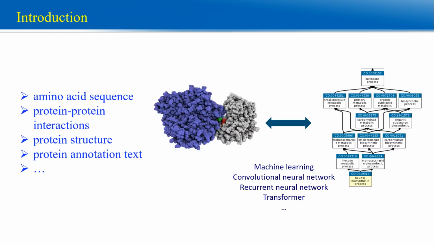So, in order to deal with these problems and make prediction more efficient, it is a good idea to use different sources of information about proteins to achieve high-performing prediction, such as amino acid sequence, protein-protein interaction networks, protein three-dimensional structure, and protein annotation text. Later, machine learning methods like logistic regression, convolutional neural network, recurrent neural network, and transformer can help make predictions, dealing with this information and extracting useful features.